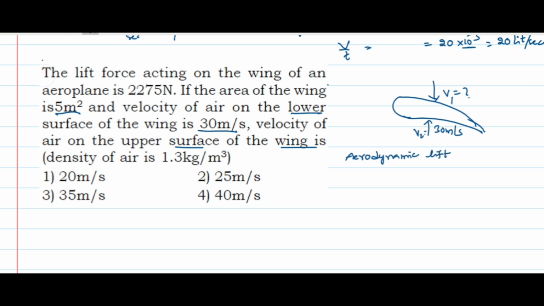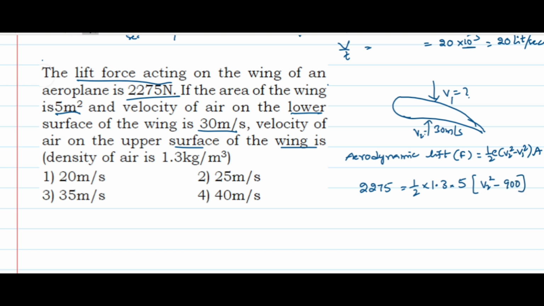That means here the net force F is nothing but you will be writing as half into rho into V2 square minus V1 square into area of the wing you have taken. Here already it's given that the lifting force acting on the wing is 2275. This 2275 you have to substitute, half into density of the air, which is given as 1.3 kg per meter cube, into the area of the wing, which is given as 5 meters square, into V2 square minus V1 square, which is given as 30 meter per second.